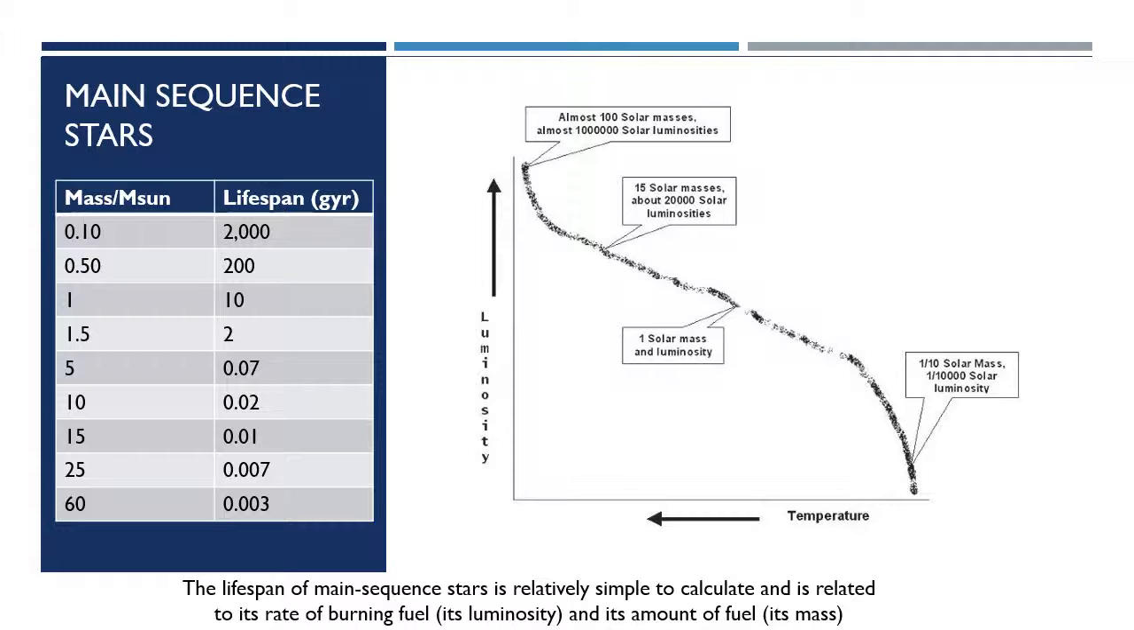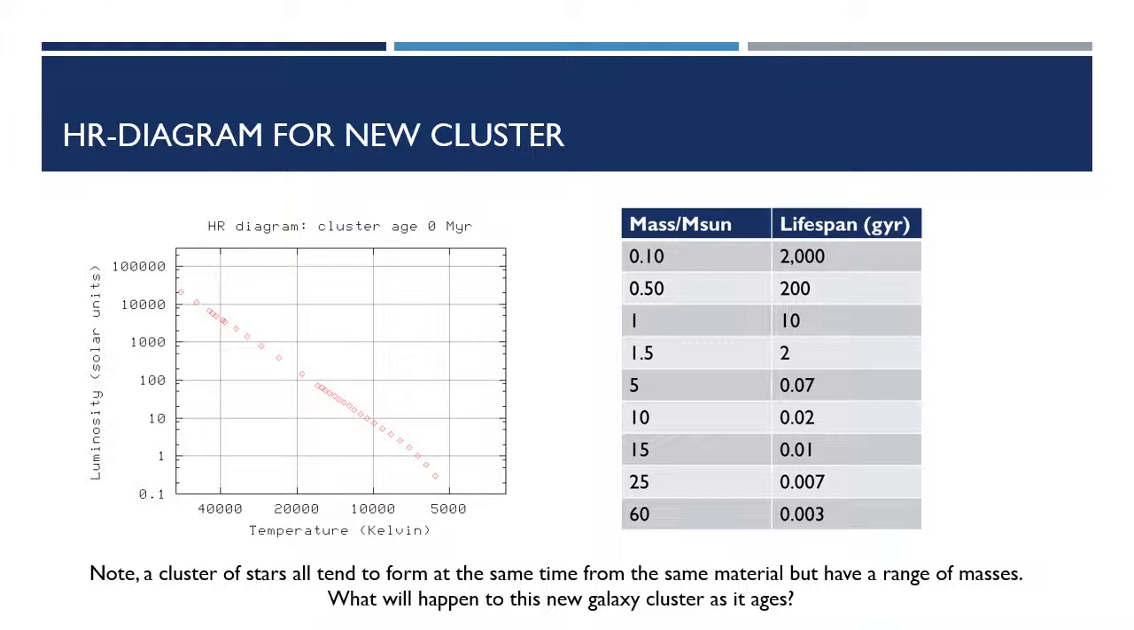If you have, for example, a star that has the mass of our sun, it has a lifespan of about 10 billion years. If you have one that's close to 60 solar masses, it has a lifespan of not 10 billion years, not a billion years, but just 3 million years. And if you have a star that's much, much smaller, it can have a lifespan of not just 10 billion years, but 2,000 billion years, or 2 trillion years, which is really quite remarkable.